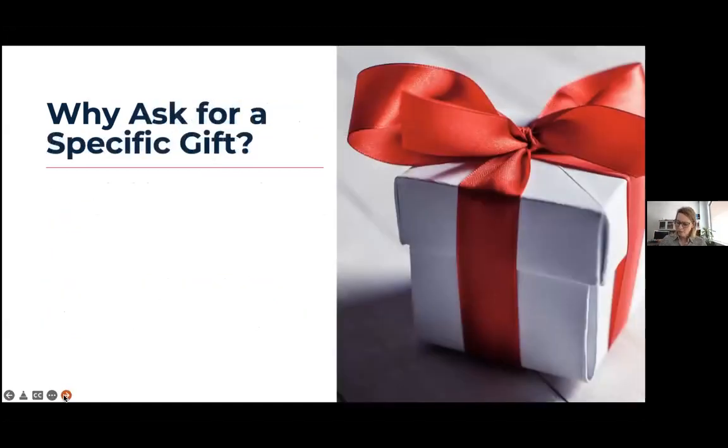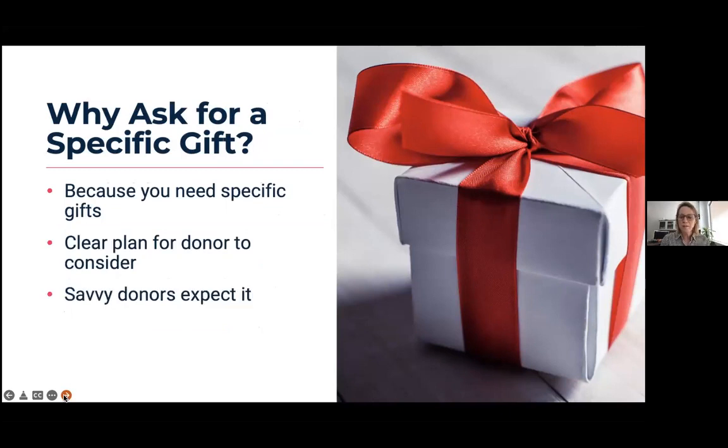So why would you ask for something specific? Sometimes we get some pushback on this from nonprofit leaders. They feel uncomfortable asking for a specific gift. So just a few thoughts around this. We kind of laugh and say, well, you kind of need specific gifts. You have specific things that you need to do, and there's always a monetary attachment to that. So talking about your budget in specific terms should not be difficult to do, and donors appreciate it.